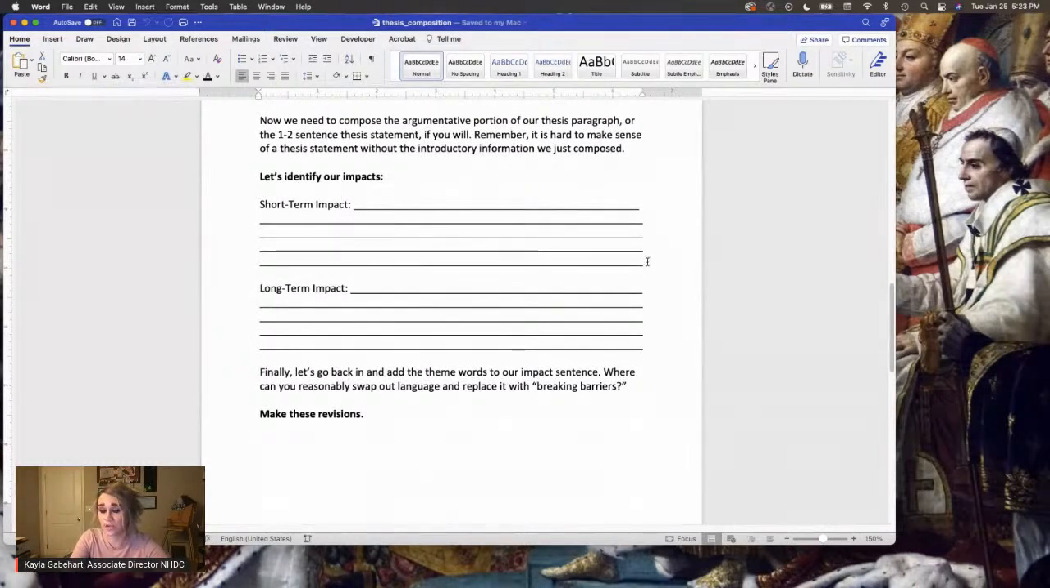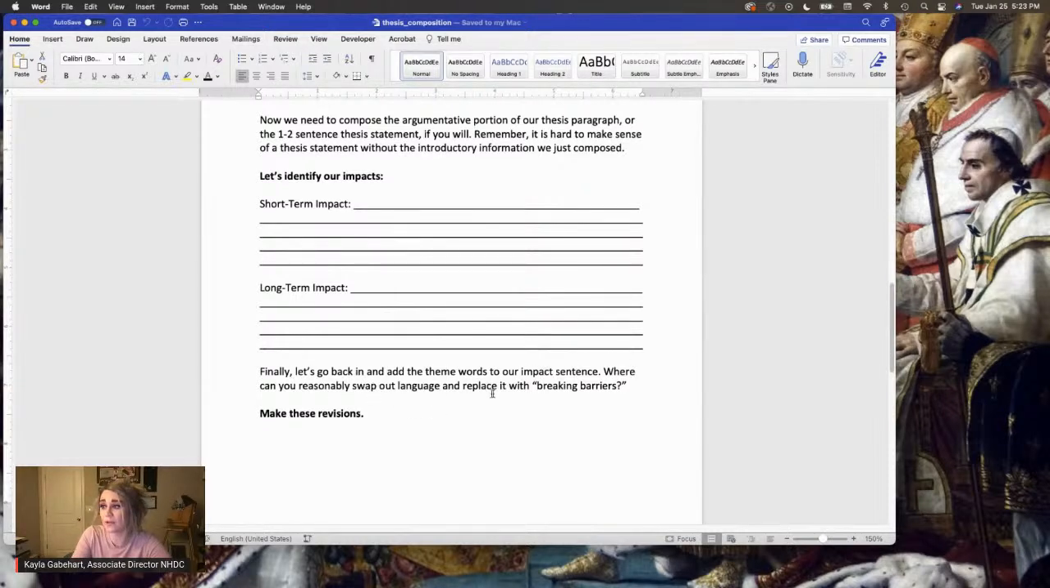So here you would write your short-term impact. It doesn't even have to be a complete sentence. Maybe you have a couple of short-term impacts that you're thinking about focusing on. Write them down and see how they fit with your long-term impact and the rest of your thesis statement. Then do the same thing with your long-term impact. Write that down.